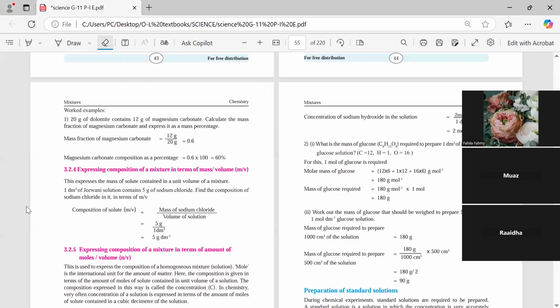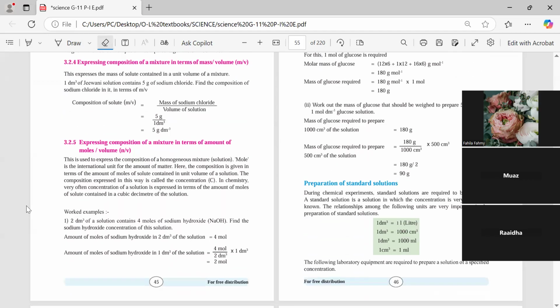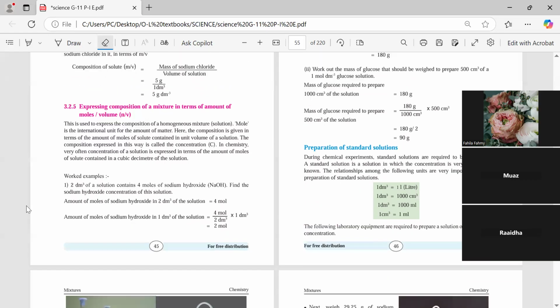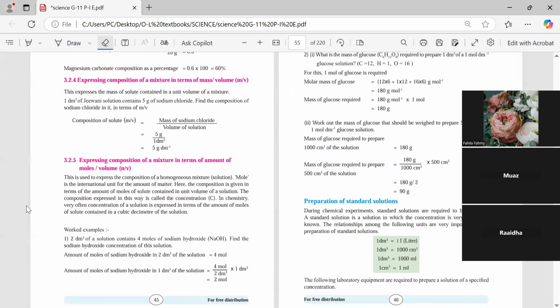Now we are coming into something very important, that is moles per volume. Why do I say that this is important? Because moles per volume is, in other words, the number of moles per volume.